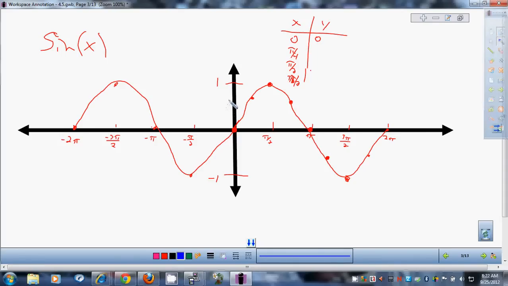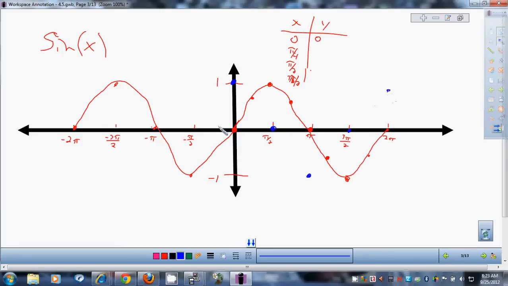Unit circle. 0 is straight to the right. What's the x value? 1. What is cosine of pi over 2? The one at the top. 0. Cosine of pi? -1. 3 pi over 2? 0. 2 pi? It's back to 1.